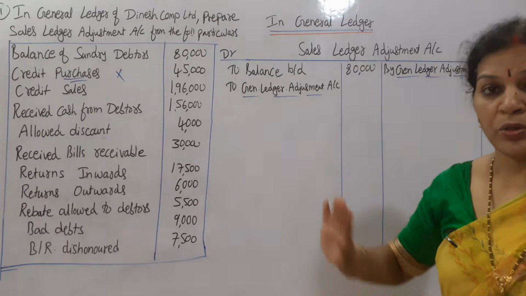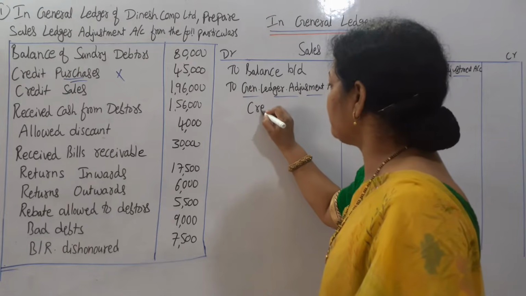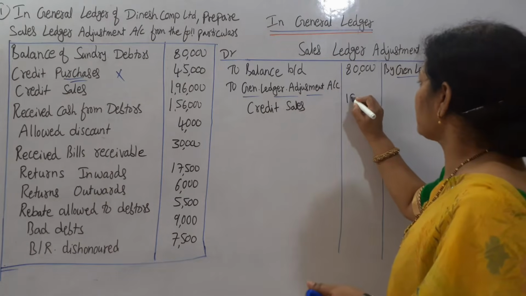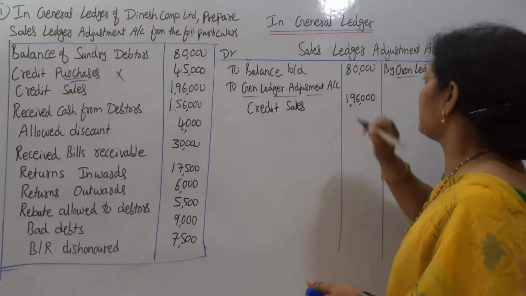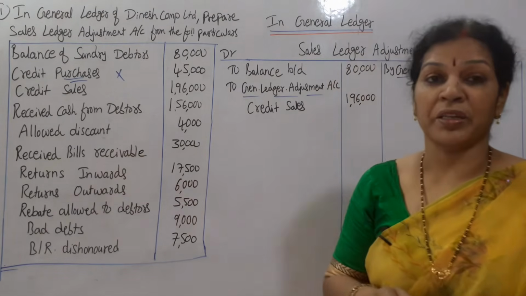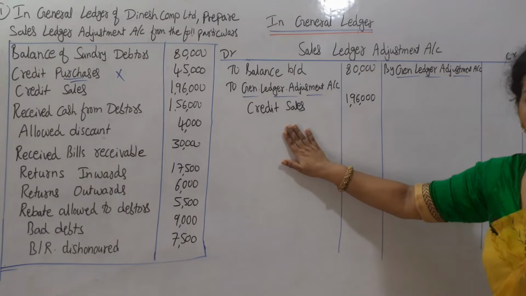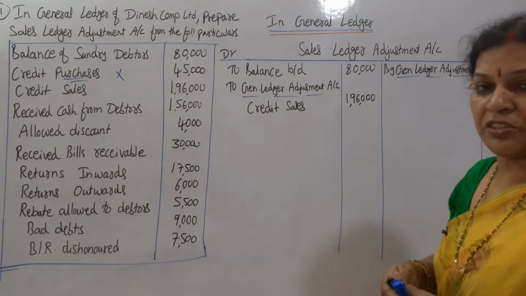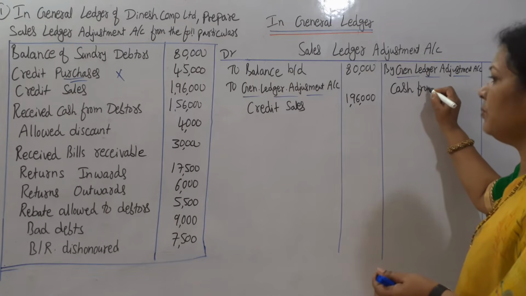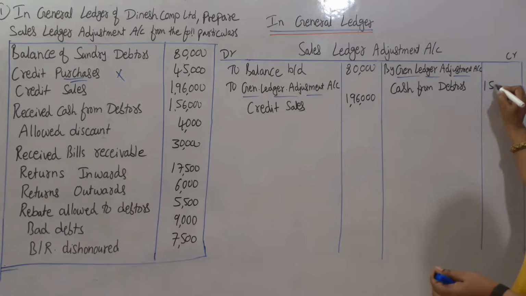Which side? As I told you, credit sales always go on the debit side. So I am writing here credit sales. Credit sales are 1,96,000. Okay. Over. Next one, cash received from debtors. When we are receiving cash from debtors, we write it on the credit side, everything on the credit side except credit sales, as I told you, right? So I will say cash from debtors. How much have we received? 1,56,000.